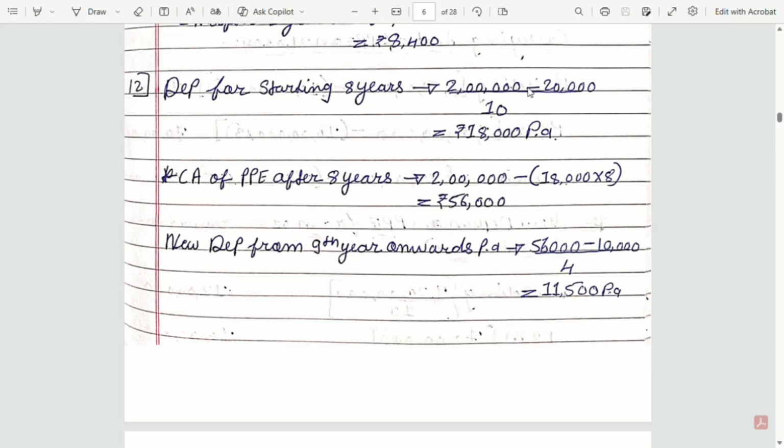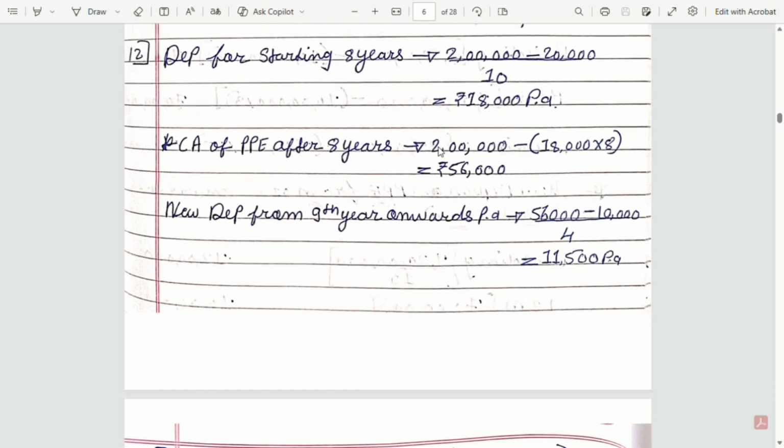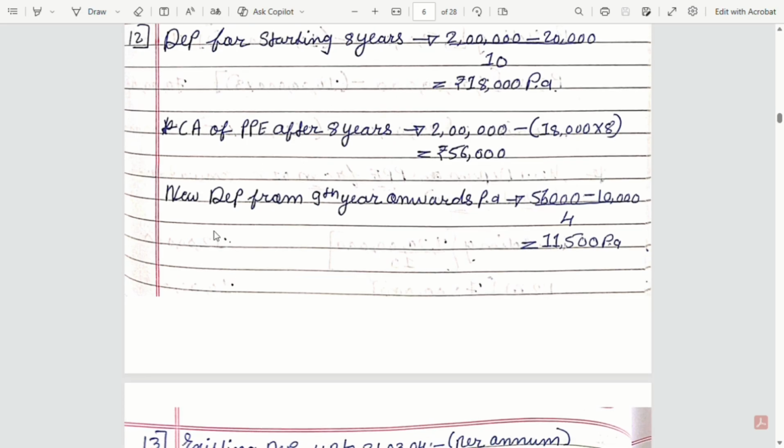See here, 2 lakh minus 20,000 divided by 10 years, so we got depreciation per year. Then we're going to calculate the carrying value at the end of 8 years, which will be cost minus depreciation of 8 years, then we'll get the carrying value. Now new depreciation we will start from 9th year. So how will it be? Carrying value of 8th year minus new residual value divided by 4 remaining useful life. So we will get depreciation from 9th year, which is 11,500. Easy.